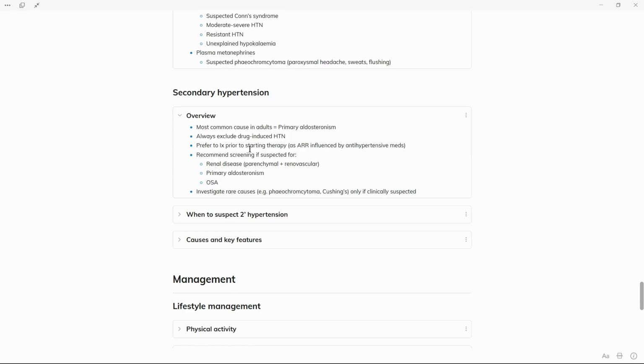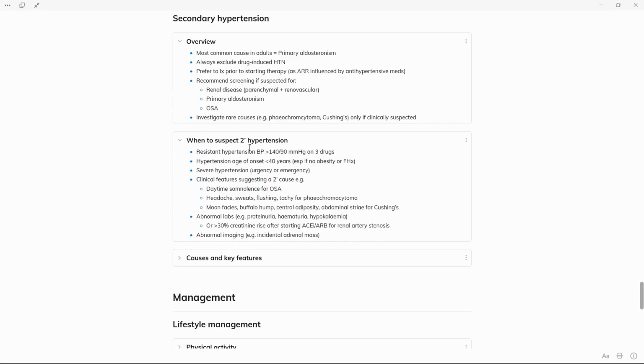When would we recommend screening for secondary hypertension? If we suspect a patient has secondary hypertension, we typically screen for renal disease, so both parenchymal and renovascular disease. We screen for primary aldosteronism and obstructive sleep apnea. For the rarer causes, such as pheochromocytoma or Cushing's syndrome, we only investigate if there is a clinical suspicion rather than a blanket ordering of tests just because the patient has secondary hypertension, because the clinical yield of having a positive finding for pheochromocytoma or Cushing's is low unless there are clinical features to suggest those as a cause.